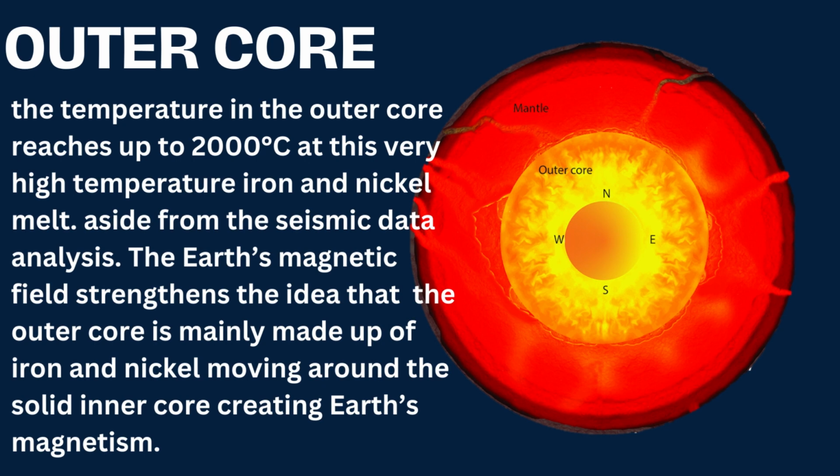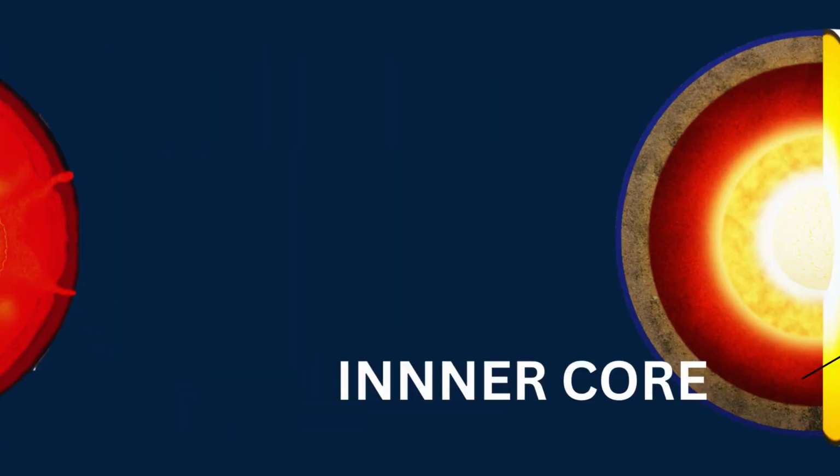The temperature in the outer core reaches up to 2,000 degrees Celsius. At this very high temperature, iron and nickel melt. Aside from the seismic data analysis, the Earth's magnetic field strengthens the idea that the outer core is mainly made up of iron and nickel, moving around the solid inner core, and creating the Earth's magnetism.